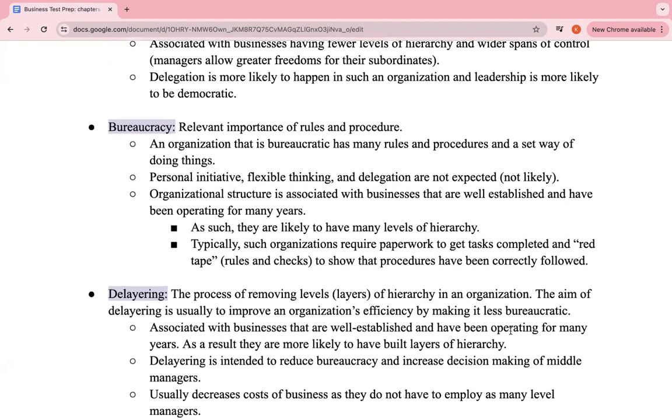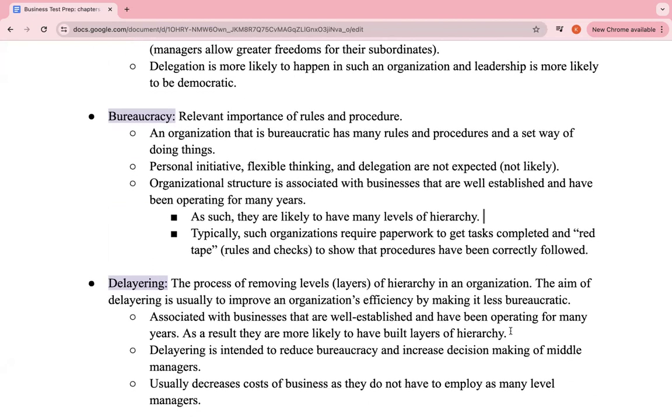So now delayering. Delayering is the process of removing levels of hierarchy in an organization. Basically, the aim of delayering is to make an organization less bureaucratic, improving its efficiency. It's associated with businesses that are well established and have been operating for many years. As a result, they are more likely to build layers of hierarchy because they have very complex operations, and their operations go through a lot of stages.